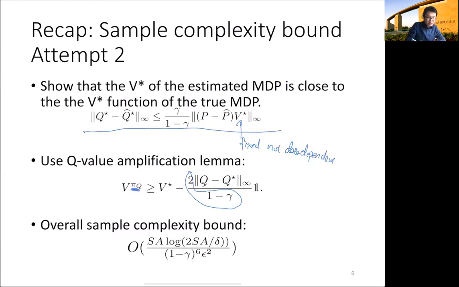Yeah, so this is a key trick of saving a factor of S in the sample complexity, and then we can simply apply Hoeffding's inequality for that. Once we do that, we get the overall sample complexity of this. Notice that the S squared factor becomes S, and then we suffer slightly worse dependence on 1 over 1 minus gamma, the planning horizon, but we save this S factor in return.